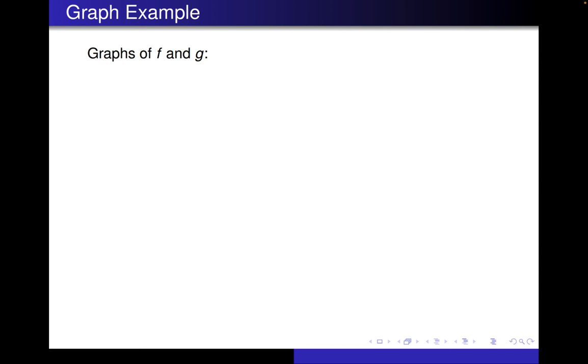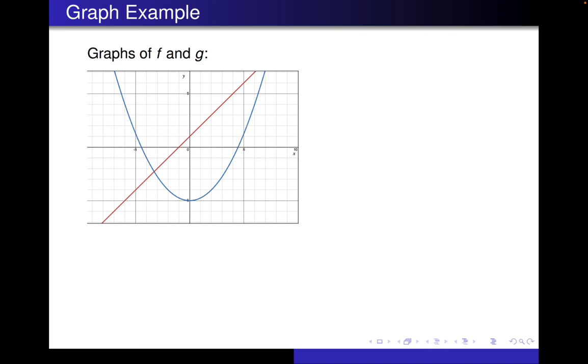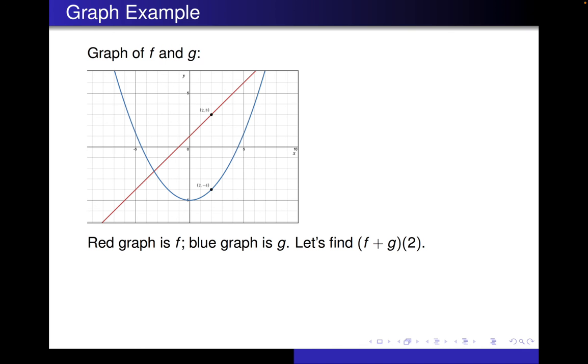All right, so now let's see what happens if we try to interpret these combinations of functions from their graphs. I'm going to give you the graphs of f and g, and I should probably tell you which one's f and which one's g. f is the red one, and g is the blue one. What we're going to do is find f plus g of 2. Now, remember, the input is 2, so we need to find the output, which means since we're doing f plus g, we need to find the output of f and the output of g. Since our input is 2, we want to look for an x-coordinate of 2, and there they are.